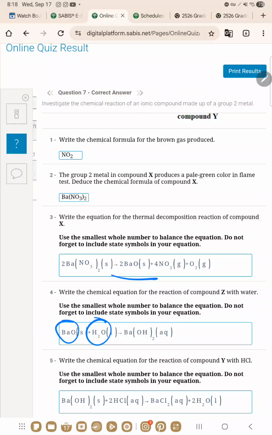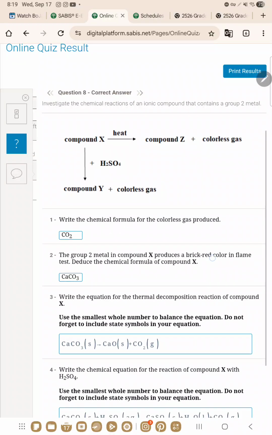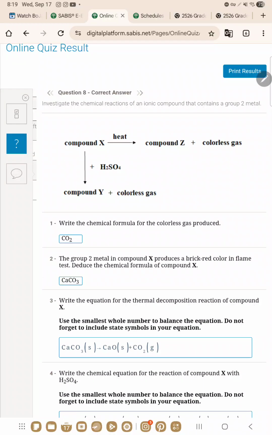Now write it for Y with HCl. Y would be this. With HCl it is going to be BaCl2 plus 2H2O, because it is a neutralization reaction of an acid with a base. Now moving on to the next question, which is the exact same thing except with carbonates. Here, colorless gas, so it's carbon dioxide, my bad. And here we have brick red, which means it's calcium carbonate. And decomposition, same thing, CaO plus CO2 for the carbonates.